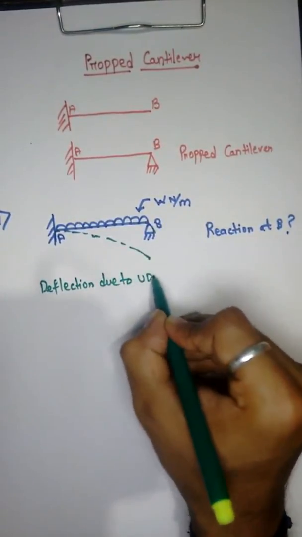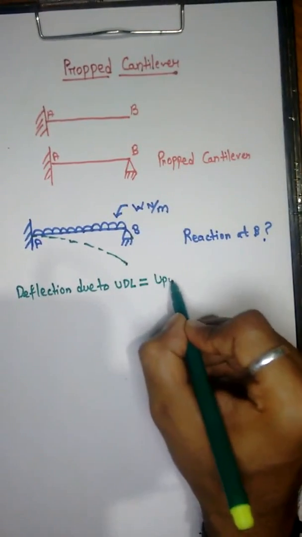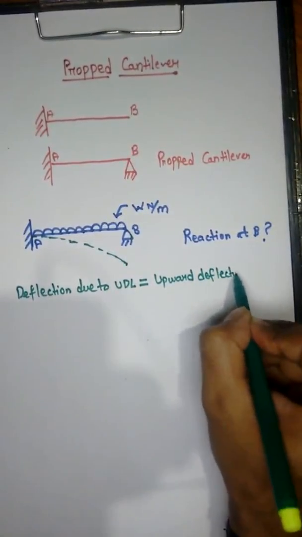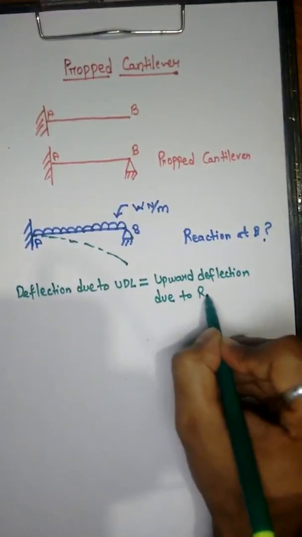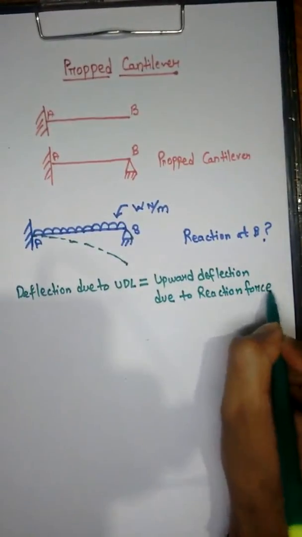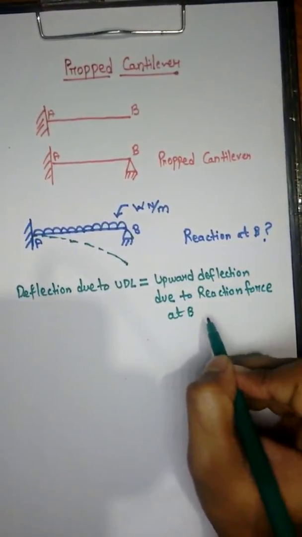Deflection due to UDL is equal to upward deflection due to reaction force at B.